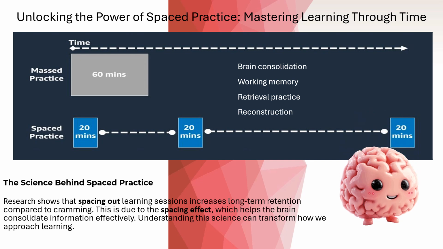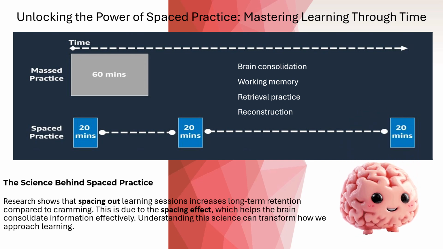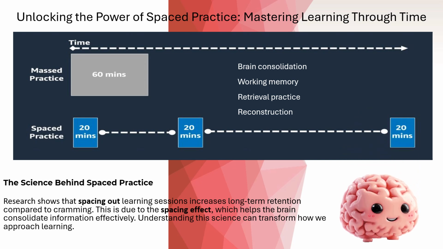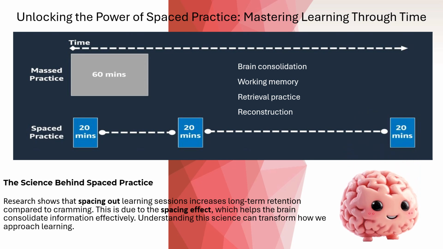The second thing is working memory. Cramming can deplete working memory resources. Number four, retrieval practice. Retrieving information strengthens the neural pathways that support memory. Reconstruction. When we relearn something after a period of time, we reconstruct the information and the pathways that lead to it.